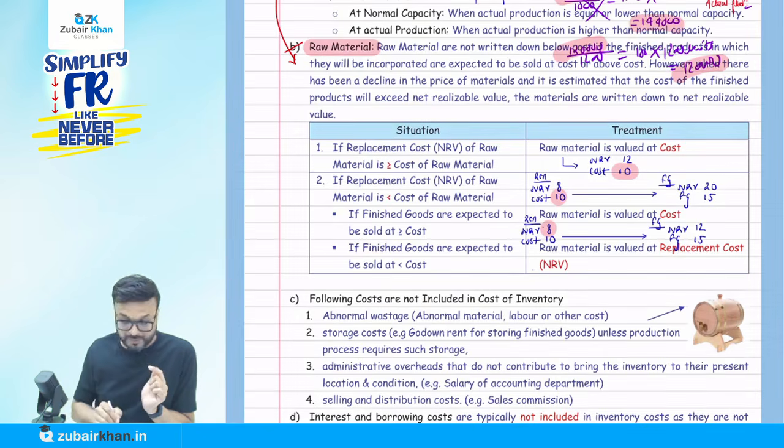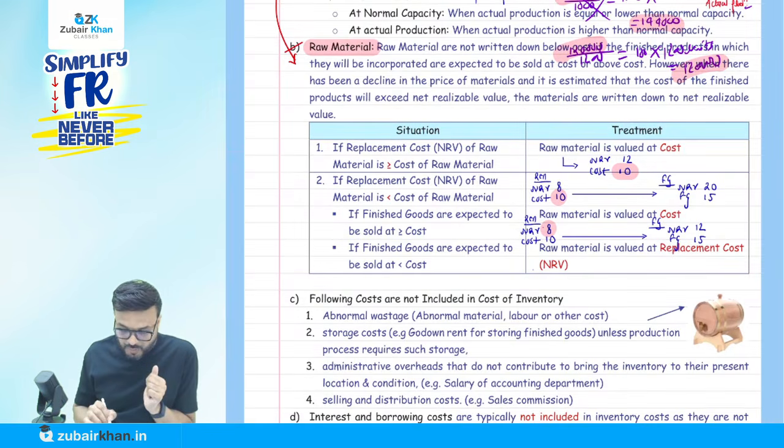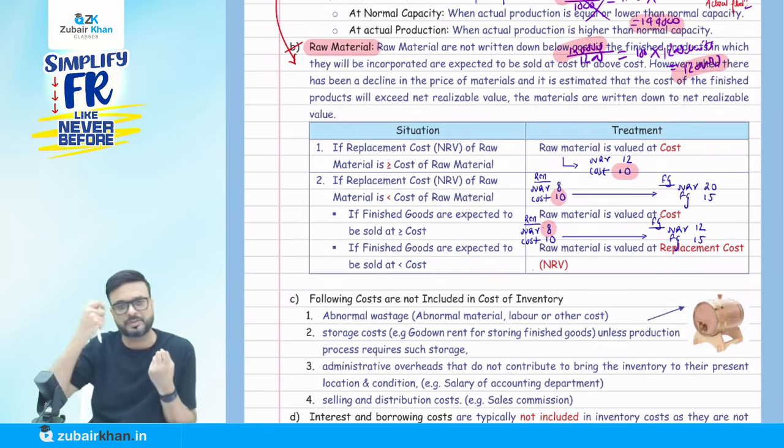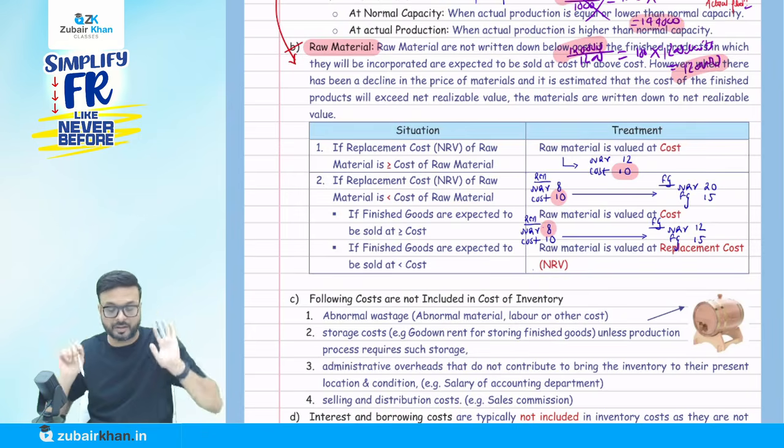I can tell you the logic also. What is the logic behind this point number 2? Very interesting point. If the NRV of the raw material is equal to or more than the cost of the raw material, valuation should be done at cost because the cost is lower than the NRV. Just compare the NRV and cost. Lower is cost. No problem. Record the cost.